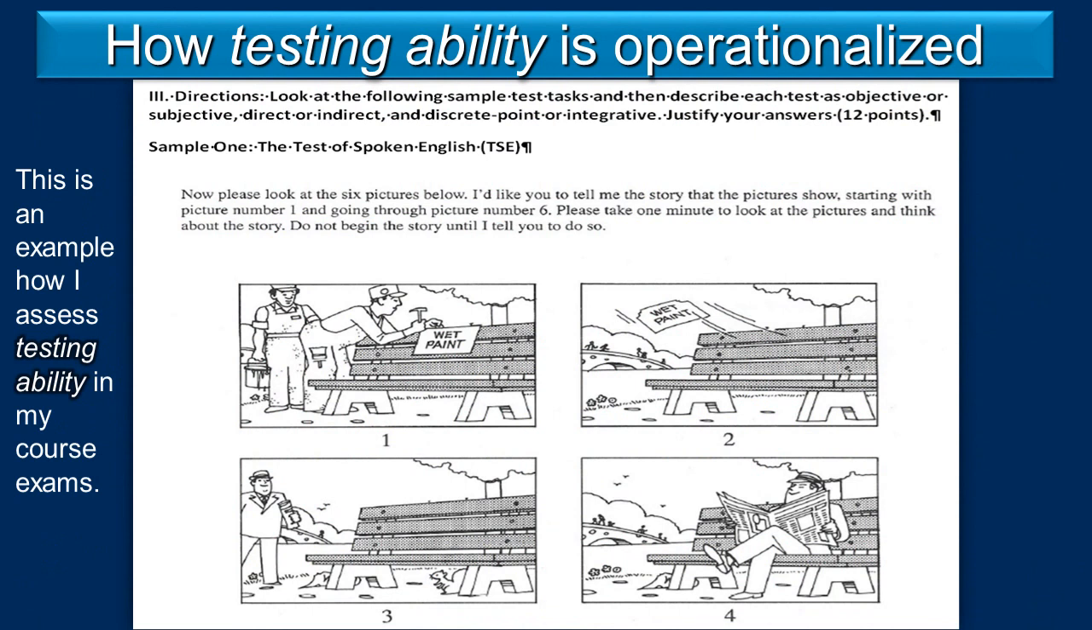This is one example from the explanation that I gave you before about my test. So this is one of the tasks that I ask in my test. I'm going to read the instructions. Look at the following sample test tasks and then describe each test as objective or subjective, direct or indirect, and discrete point or integrated. So if you see here, I am asking you to describe, and I'm using some elements of testing: objective versus subjective, direct versus indirect, and discrete point or integrated.